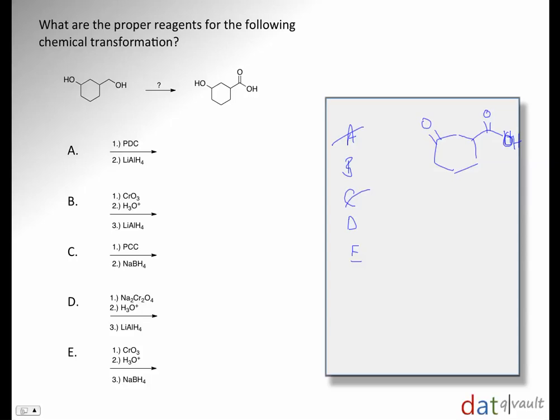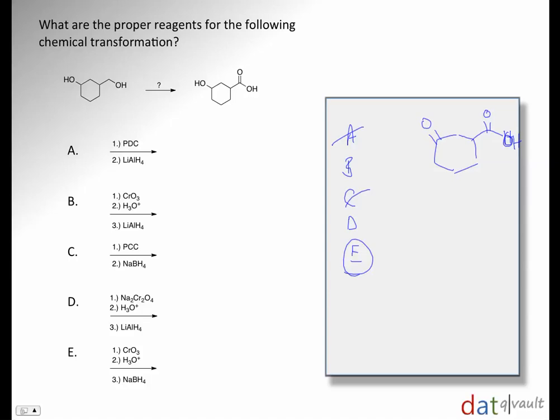So in order to do that, we have basically two options here. In B, we have lithium aluminum hydride to do that. And option D, we're also using lithium aluminum hydride. But in option E, we're using sodium borohydride. Sodium borohydride, if you remember, will not reduce a carboxylic acid down to the alcohol. So that's a safe choice to be able to use to do the reduction of the ketone in the presence of the carboxylic acid. So we'll choose E as our final answer.